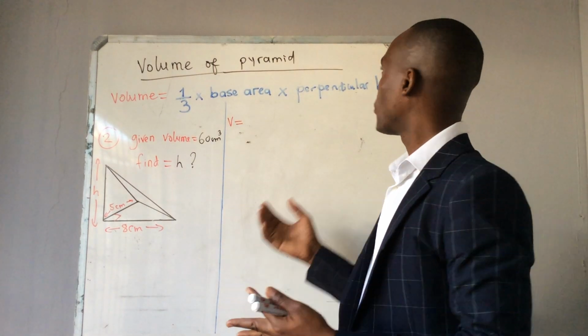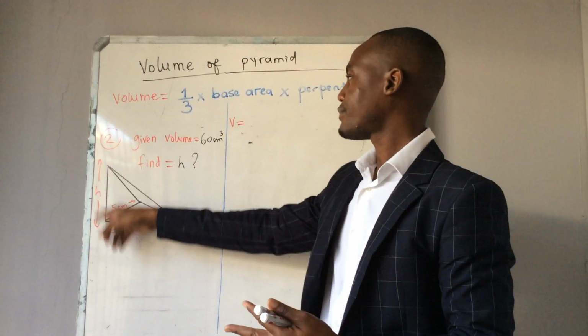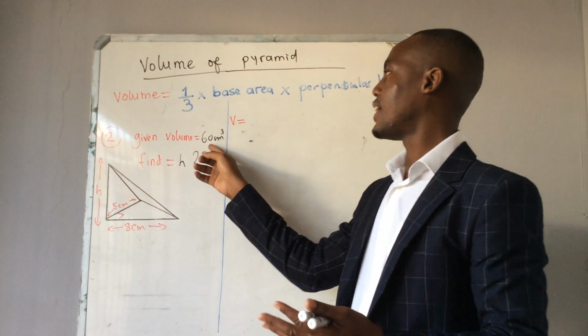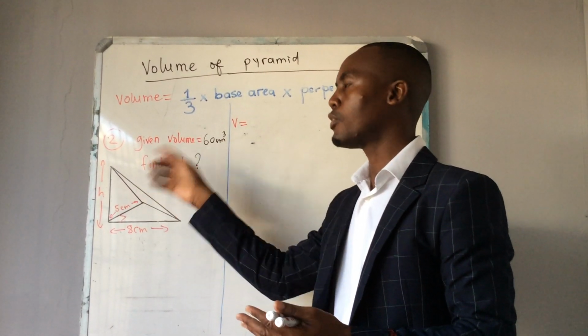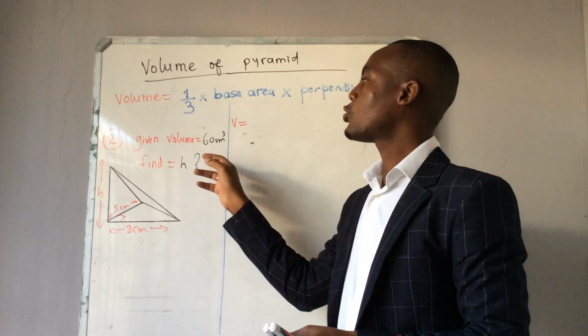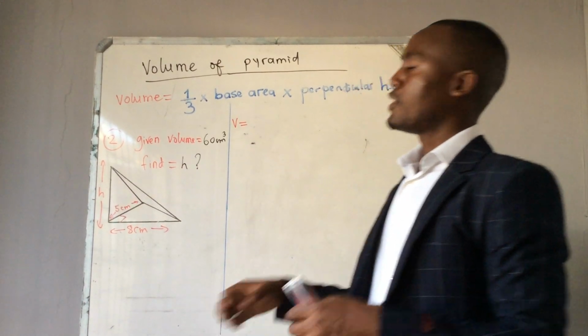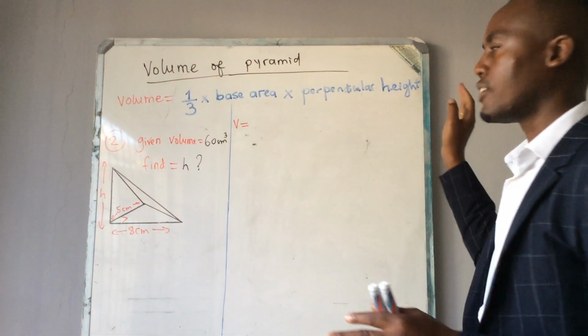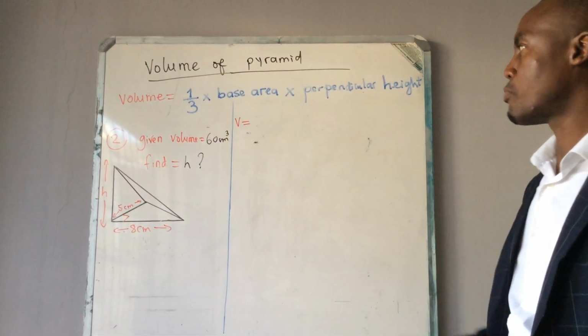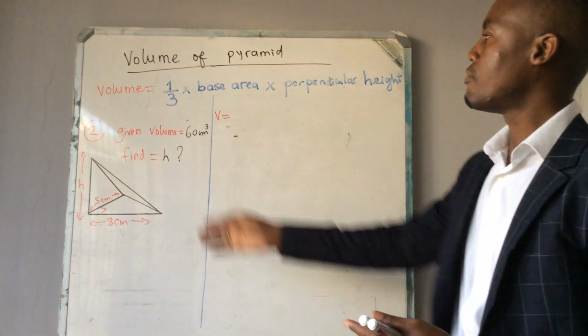But we do not know the perpendicular height, because they've given us the volume, which is 60 centimeters cubed. That's the volume of the overall pyramid. But we do not know the value of the height. The first thing to do is to just plug in the formula as presented, and then we are going to do some algebraic manipulations to find out the value of h.